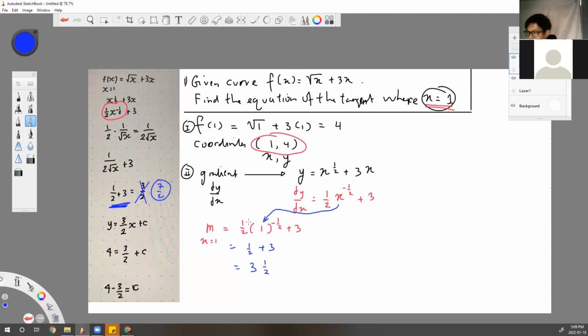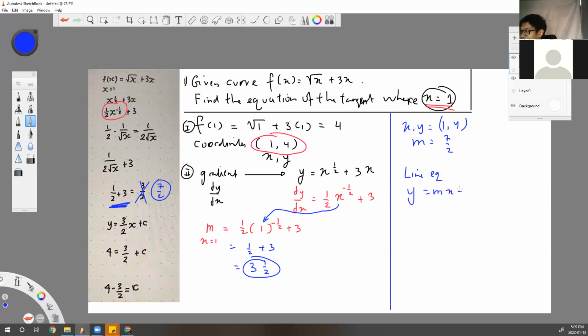After you get this, you get the m and y, the point. So we have x comma y, (1, 4), and the gradient 7 over 2. I just make it into an improper fraction, yeah, and that's better for me to understand and for you to understand as well, rather than the mixed fraction. So to find the line equation, what you need to do is try to use y equals mx plus c, right? As you did just now here.